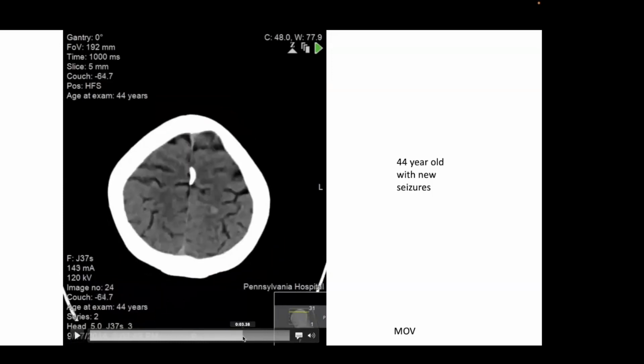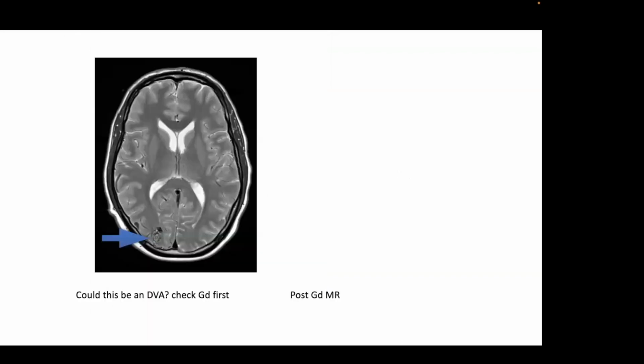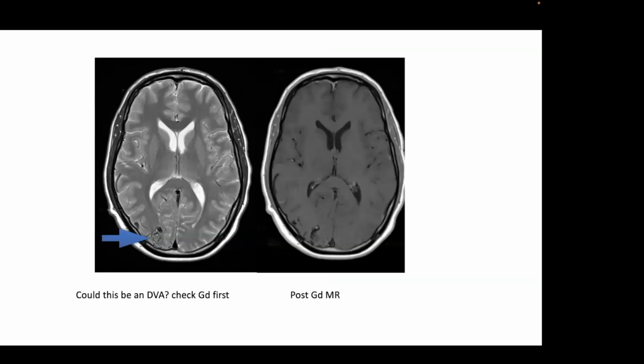So again, very easy to mistake this for subarachnoid blood, but that was an arteriovenous malformation. Here's another case I want to show you. This is what this finding actually appeared like on an MR scan, and the patient got post-gadolinium imaging, and you see it looks about the same on post-gadolinium. So again, if you're tempted to call this a DVA, but it doesn't enhance after gadolinium, you're probably dealing with a high flow vascular structure.